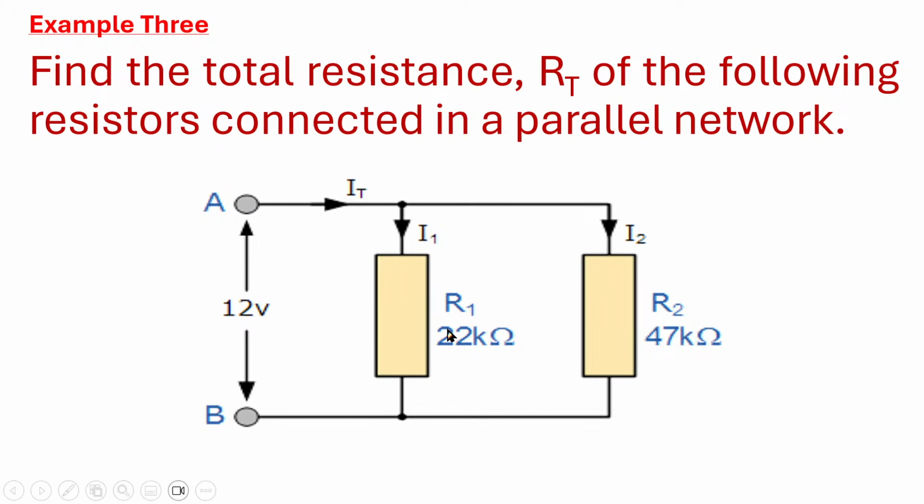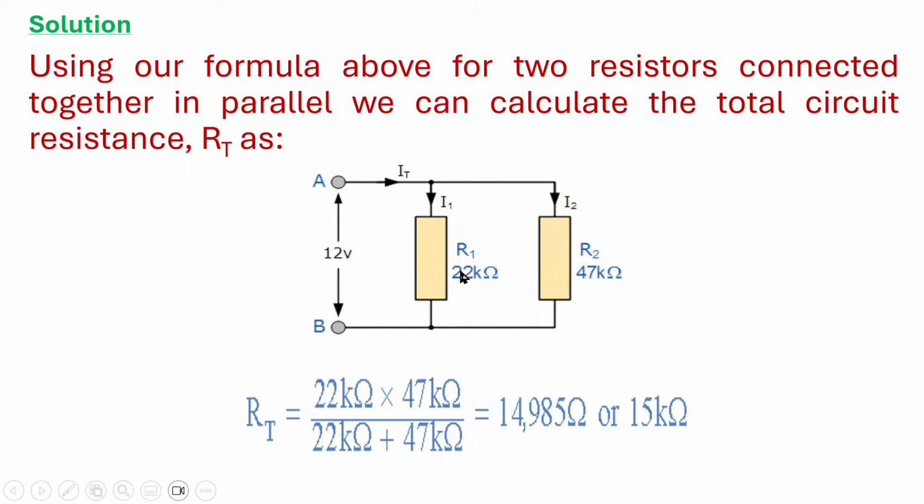So we look at another example. Find the total resistance RT of the following resistors connected in parallel. Again, since there are two resistors connected in parallel, one is 22 kilo ohms and the other one is 47 kilo ohms, all we need to do is just to say product all over sum, which is 22 kilo ohms times 47 kilo ohms divided by 22 kilo ohms plus 47 kilo ohms. And when we do that, we have approximately 15 kilo ohms as our equivalent resistance.